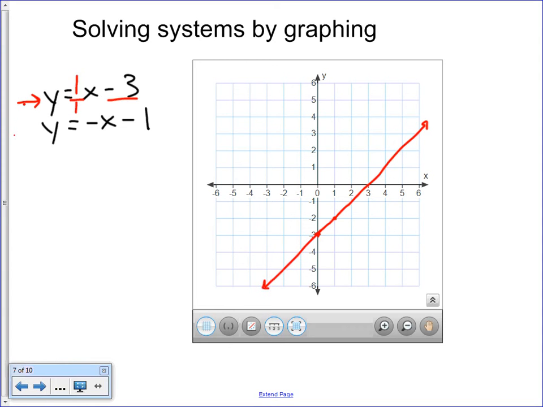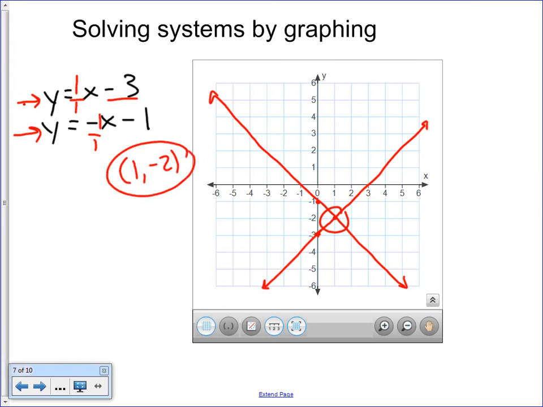So there's that line. And the second equation here, let's graph that. I have a point at negative 1. And I'm going to go down 1 over 1 because that is my slope. So down 1 over 1 with this point right here. And here is my graph for that one. Now you notice, where do they intersect? They intersect, boom, right there at (1, negative 2). So that coordinate is my solution.